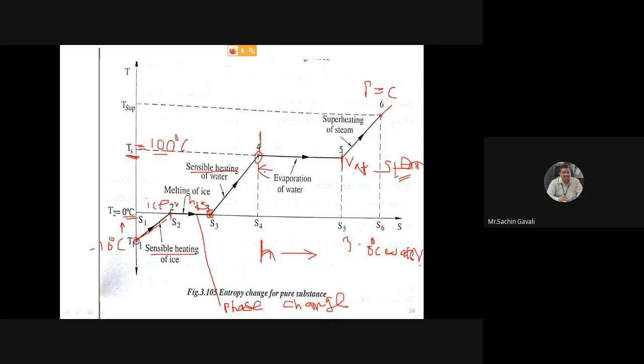Is this amount of heat sensible heat or latent heat? It is latent heat. It is the latent heat of vaporization, therefore it is called hfg. Here hfs means latent heat of fusion, but this is the latent heat of vaporization. So temperature always remains constant, T is equal to constant, and hfg is there.